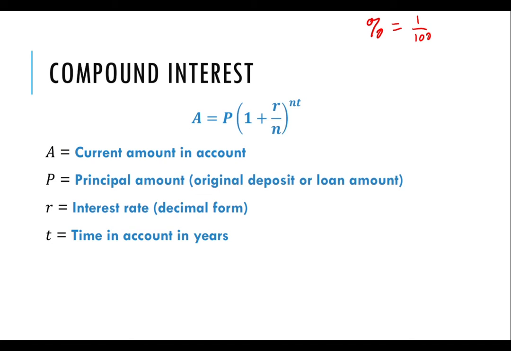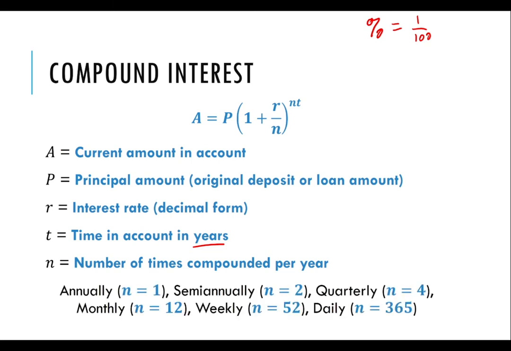T in this formula is going to be time, and it always needs to be in years. Must be in terms of years. N is going to be the number of times that they compound the interest. That is, the number of times they push the interest into the principal, and then the next time they calculate the interest, they'll calculate it off of the new principal.